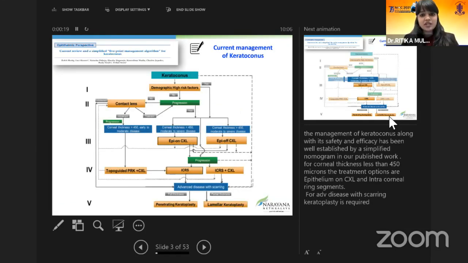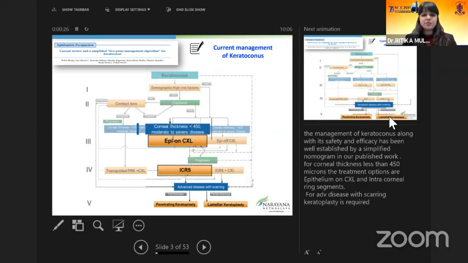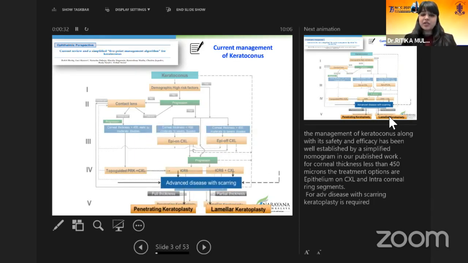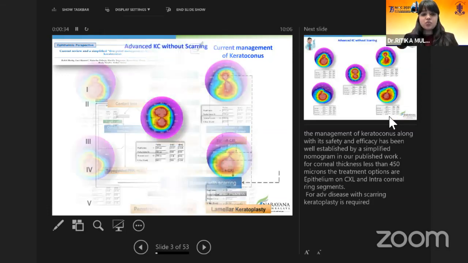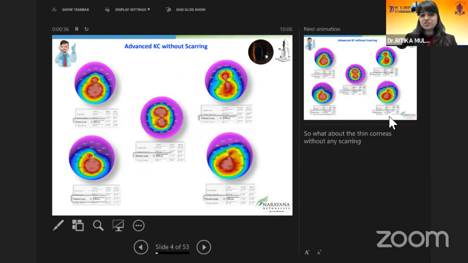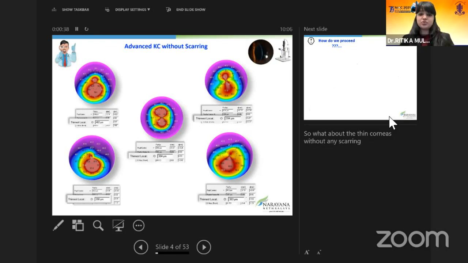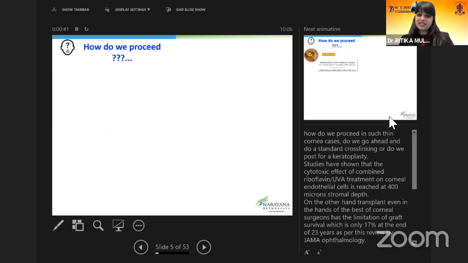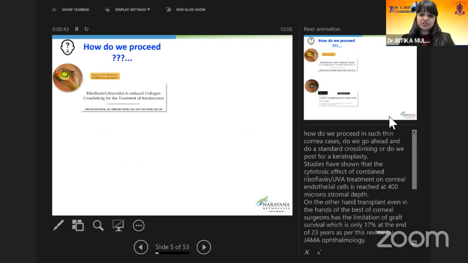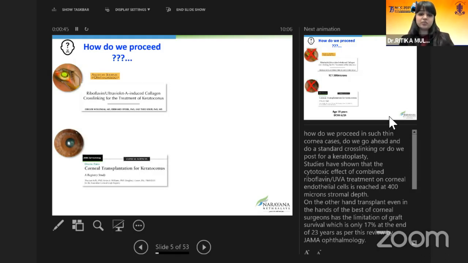So previously described by our published work, for the management of keratoconus less than 450 microns, we can either do an epi-on cross-linking or intracorneal ring segments. For advanced disease with scarring, keratoplasty is often required. So what about the diseases which have no scarring but are thin corneas coming into our OPDs? How do we proceed in that? Do we go ahead and do a standard cross-linking, or do we go ahead and do a keratoplasty?